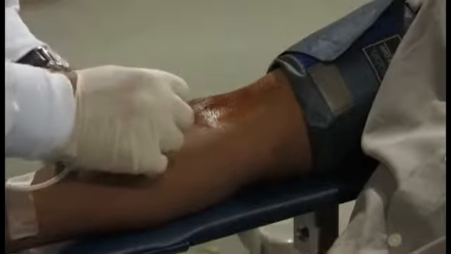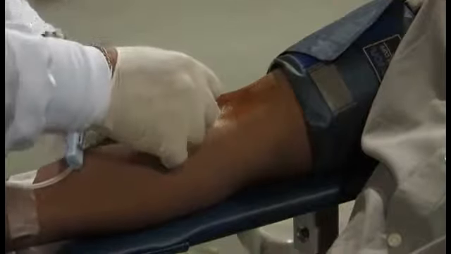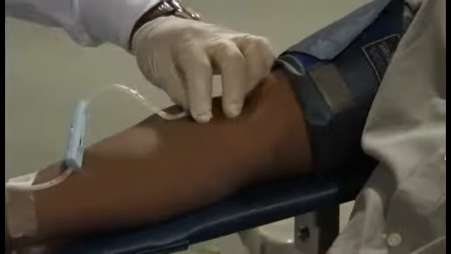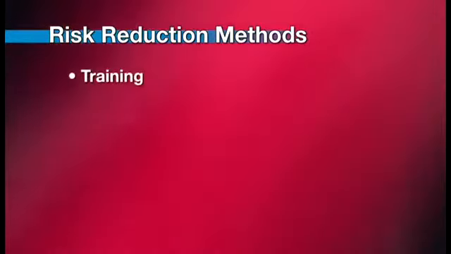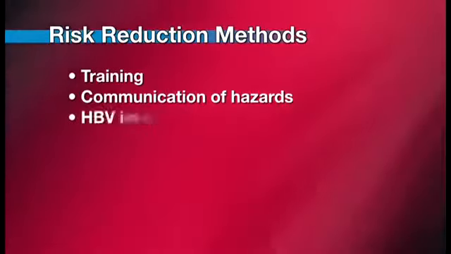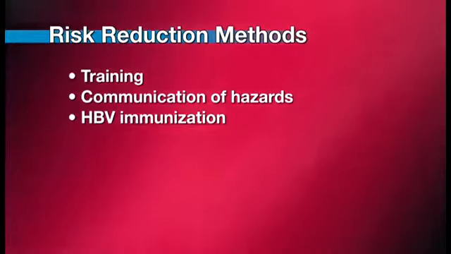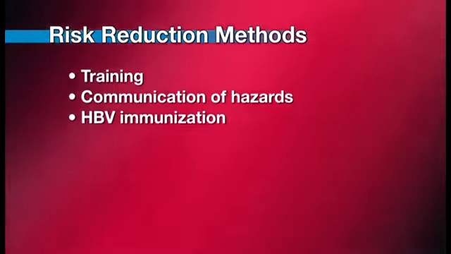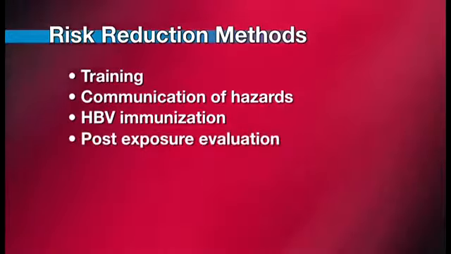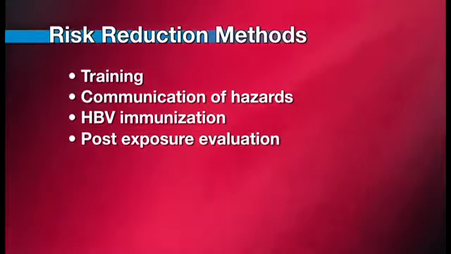Another key part of the plan includes listing the site-specific means by which the facility will reduce employee risk. These methods include appropriate training, the communication of hazards, hepatitis B immunization for any employee who has occupational risk of exposures, methods for post-exposure evaluation and follow-up, and proper record keeping.